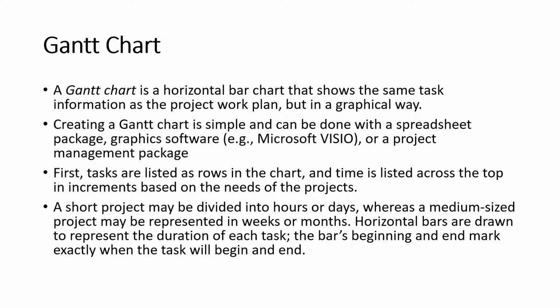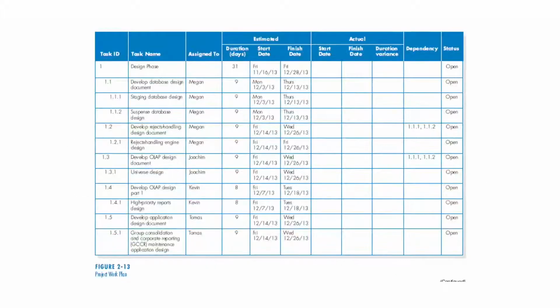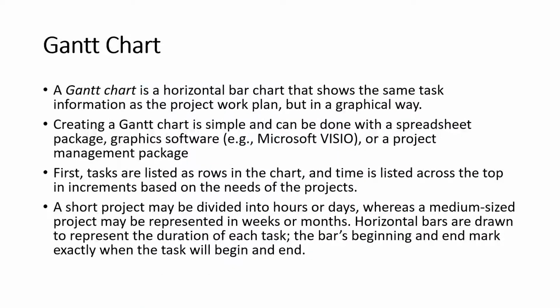So a Gantt chart is a horizontal bar chart that shows the same task information as a project work plan, but in a graphical way. This is like this one, but better, because it has like bars and all. Okay, so creating a Gantt chart is simple and can be done with a spreadsheet package, graphic software, or Microsoft Visio, or a project management package. Monday.com is what we're using.